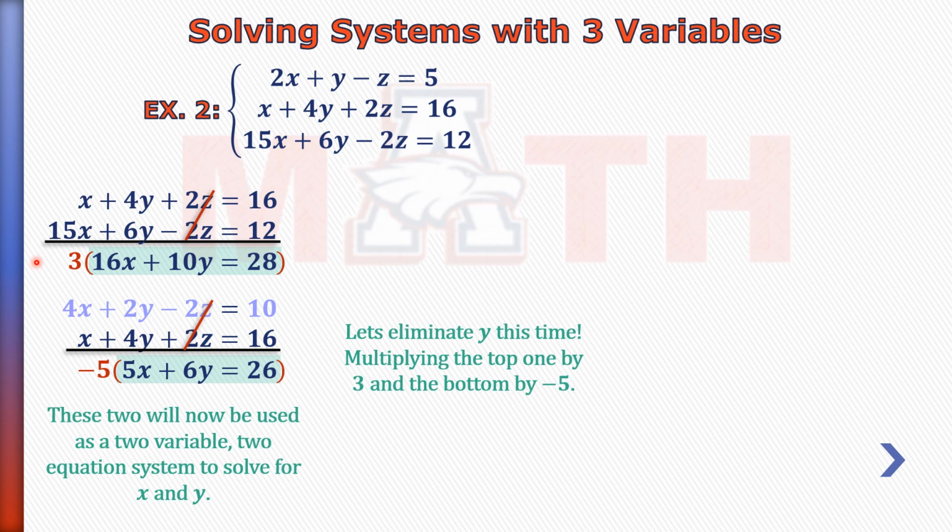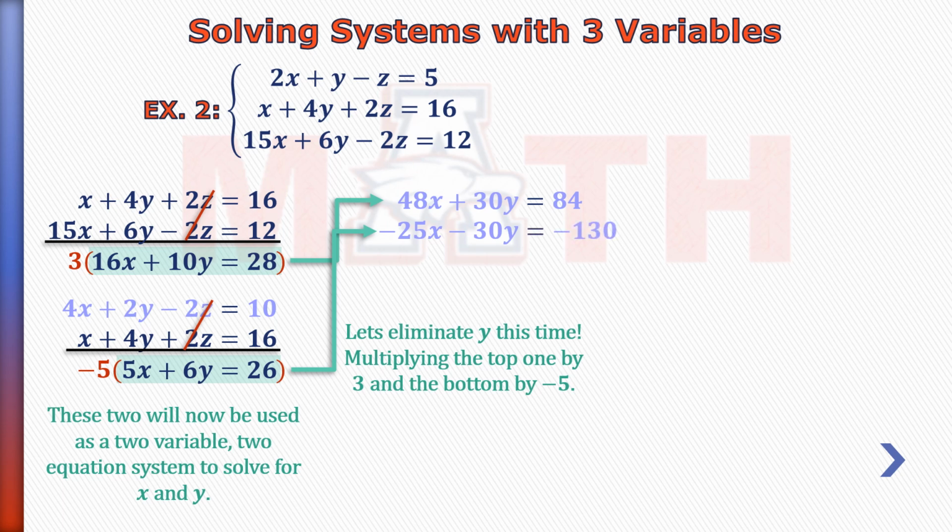All right, let's go ahead and multiply. So if I do the 3 times the 16x, I'm going to get 48x. 3 times 10 is 30, so I get plus 30y. And then 28 times the 3 gives me 84. Let's take care of the -5. So -5 times +5 gives me -25x. -5 times the 6 is going to give me -30y. And then the -5 times the 26 gives me -130.